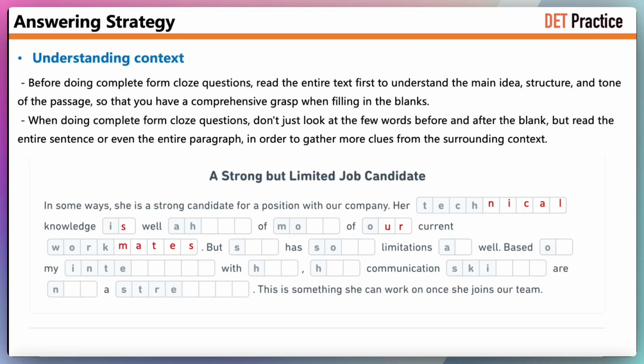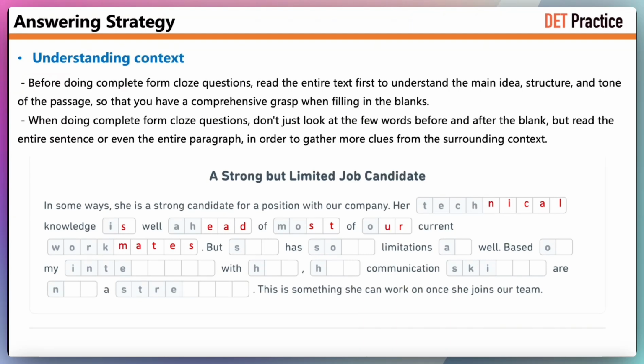Remember these 6 words. Now we're left with the words before and after of. The word starting with a should be ahead. We're describing strengths, so consider the phrase be ahead of, meaning to be in front, surpass, or lead. The word starting with M after of should be most, meaning the majority. So our technical knowledge is better than most of our current workmates.